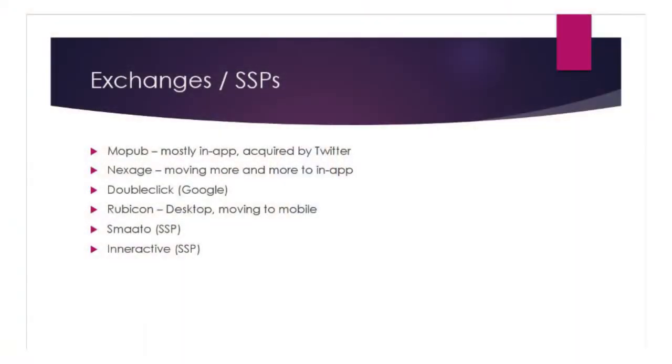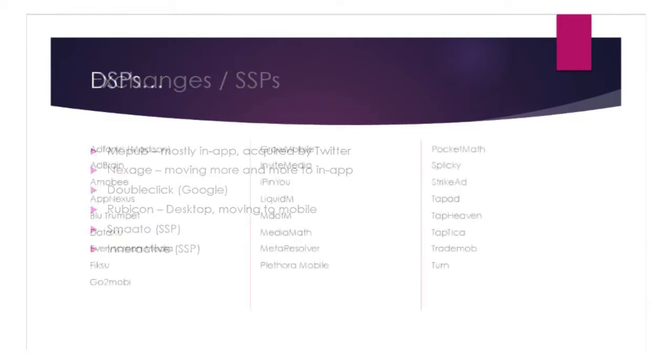And so just to give you a quick rundown on what's out there, this is not a comprehensive list, just a quick list of the exchanges that are out there. MoPub has mostly got in-app inventory, recently acquired by Twitter, and I think we're going to see some really interesting stuff going on with Twitter. I think Twitter actually spoke this morning. DoubleClick and Rubicon have been historically in desktop and are moving more and more into the mobile space. And then we've got companies like Smaato and Interactive that are sort of classic mobile SSPs.